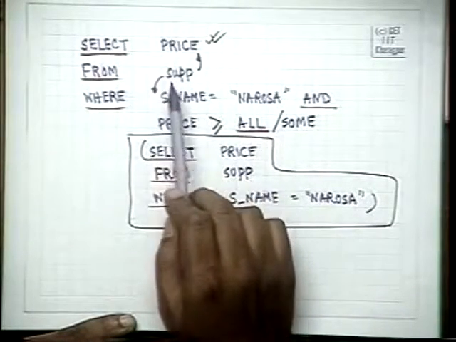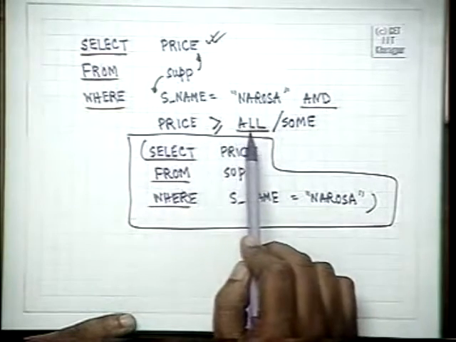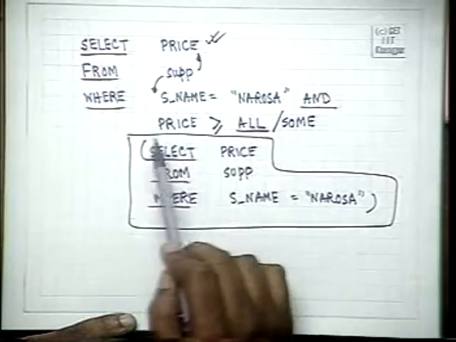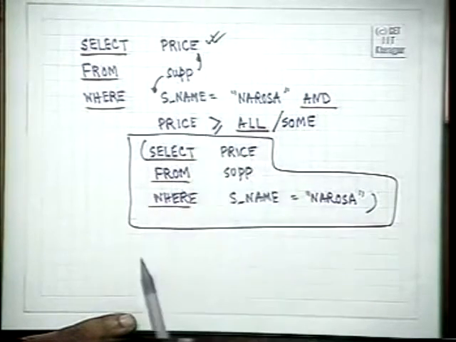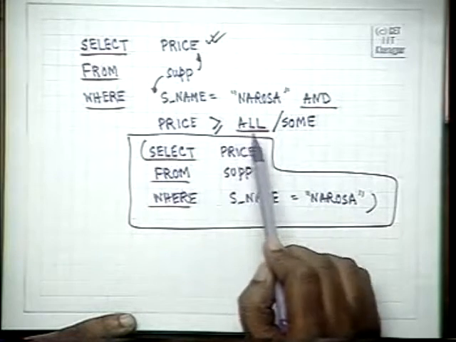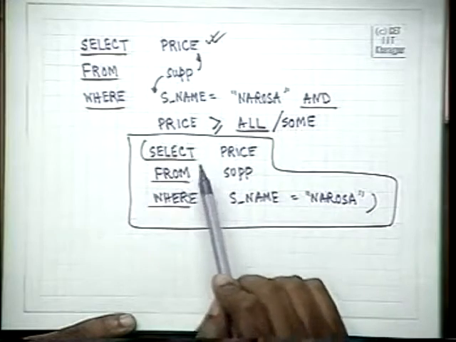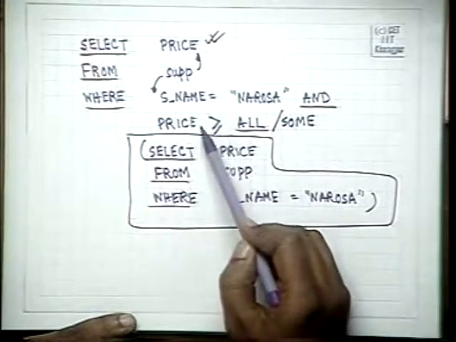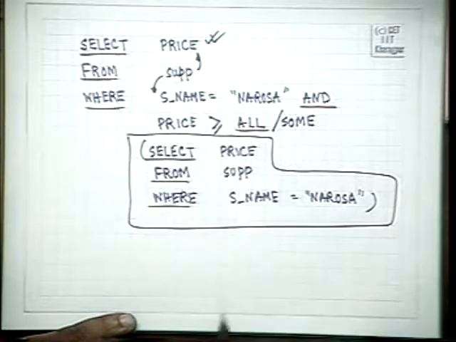And if we say select price from sub where S name is equal to Narosa and price is greater than all this, then we will get the largest price book supplied by Narosa. Other than all, we can also have sum, which will tell you whether there exists. And this relation can be greater than or equal to, less than or equal to, not equal to, greater than or less than.